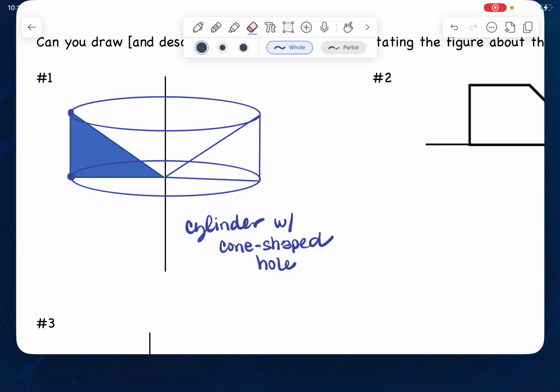So all of this, when I rotate it, is empty space. I have this cylinder with a cone-shaped hole dug out of the middle of it, and that would be my rotated solid. That was a little more complicated because of how the triangle is attached to the axis, so I just want to point that out to you.